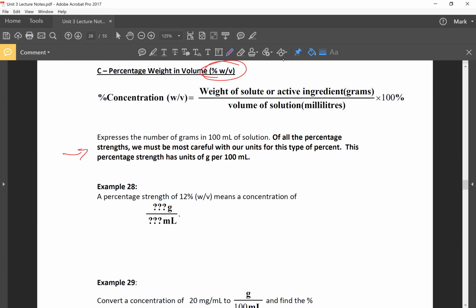This expresses the number of grams in 100 milliliters of solution. Of all the percentage strengths, we must be careful with the units. In the other ones, as long as the units were the same, we were okay. And what I mean by that is, as long as you're using gallons and gallons or liters and liters, everything is fine. For this one, we must have grams per milliliter. Grams per milliliter, very important. Not 100, but grams per milliliter.